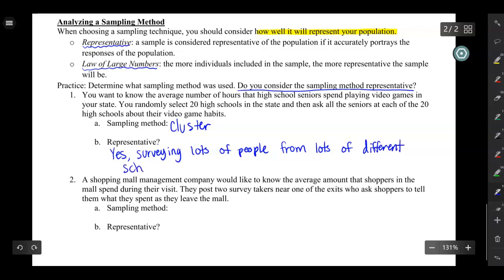So one thing to consider when you're deciding if it's representative is how many high schools are in your state. I would say in Utah, where I'm at, if you were to choose 20 high schools, it's probably a good representation of all the high schools in the state. But if you were looking at a bigger state that had more high schools, maybe you'd need to choose 50 high schools in order to make it more representative.